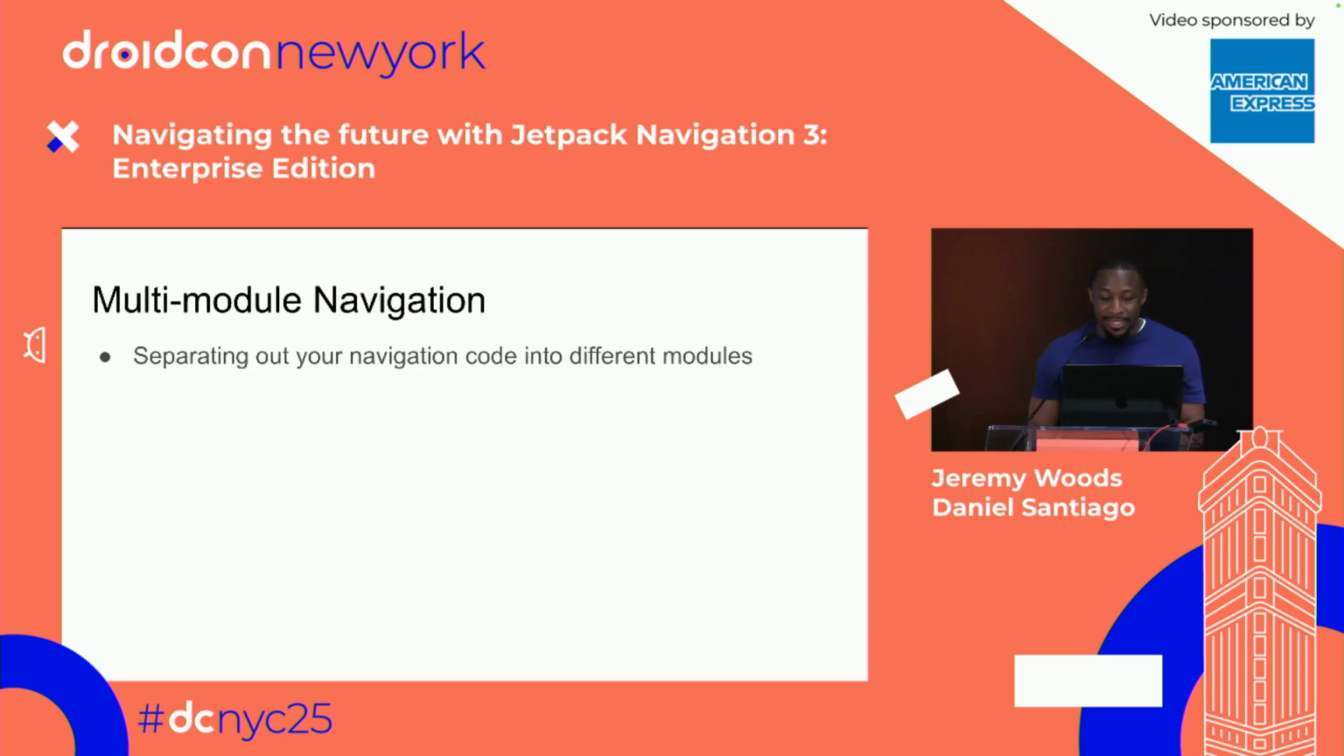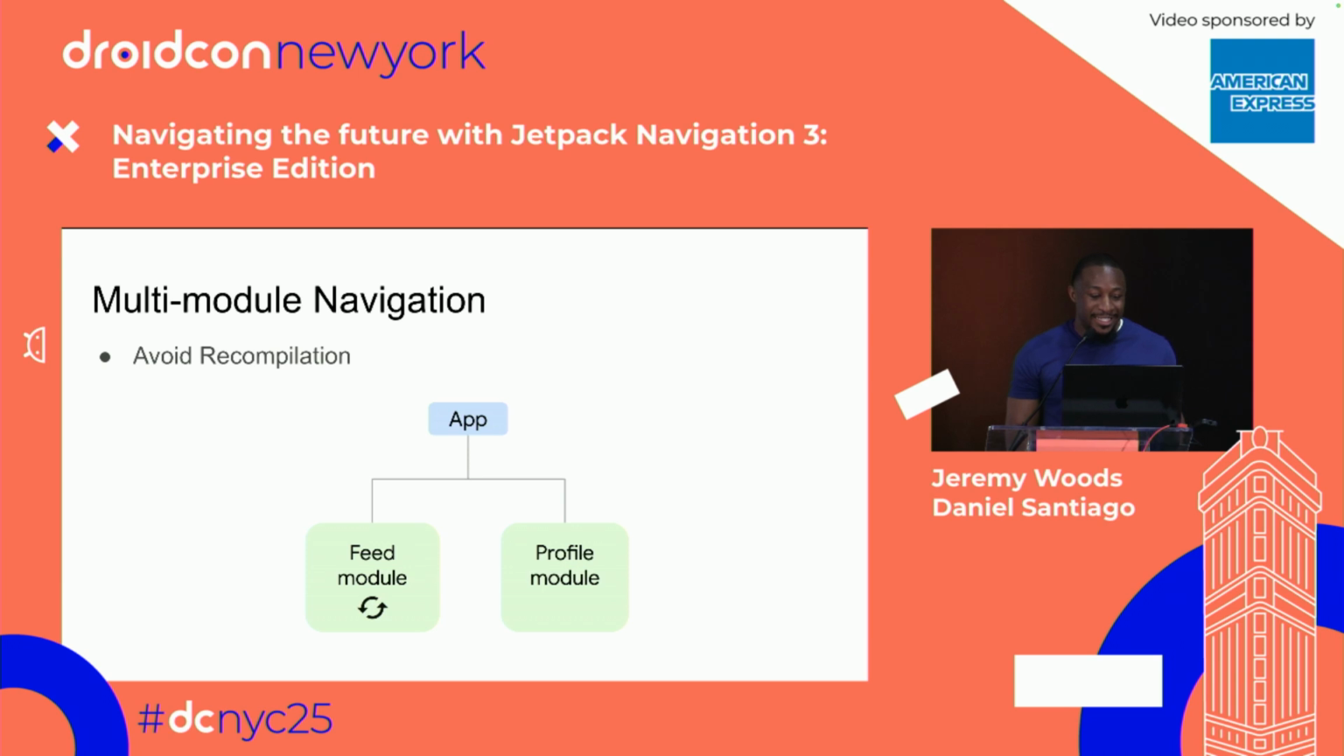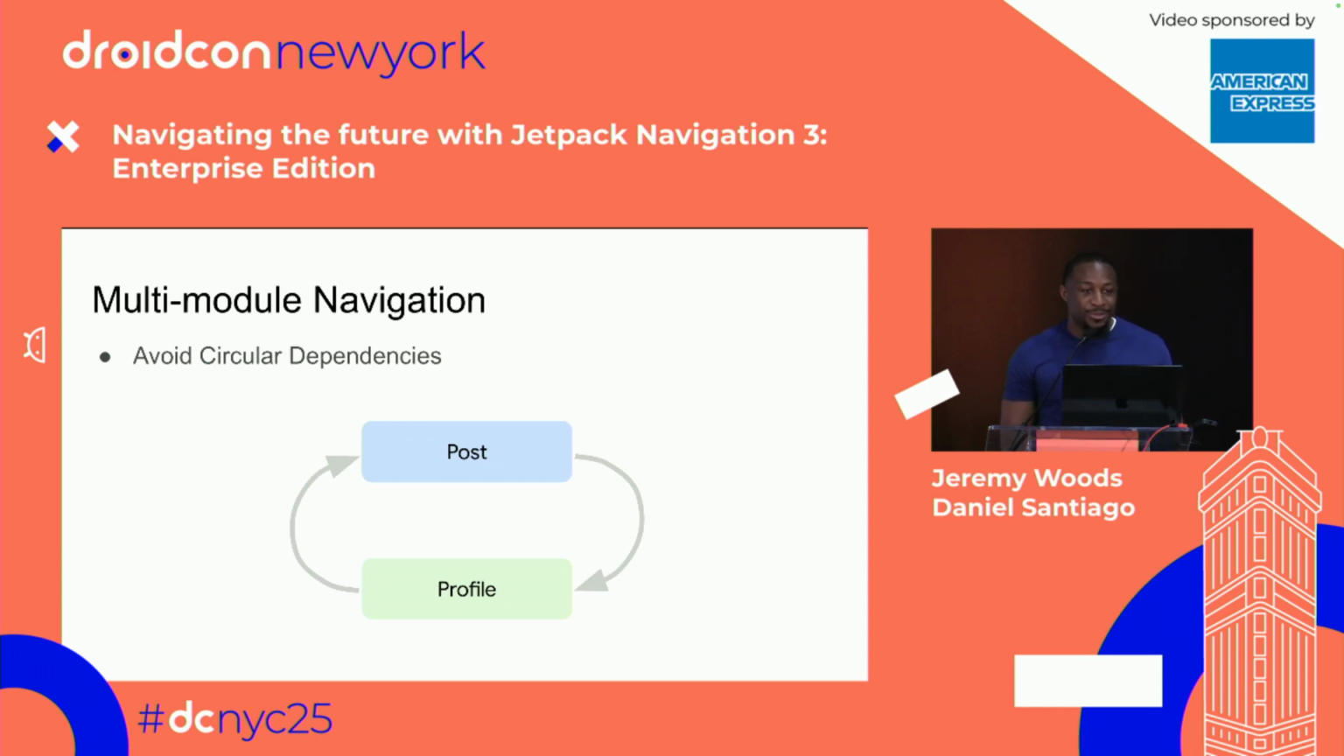And the reason we care about scaling is multi-module navigation. So separate out your navigation code into different modules so that you can work on different things at different times. And this helps with exposing and hiding the proper components. So this is a really quick overview, but it helps you avoid recompilation. For example, if you wanted to work in your feed module, you could recompile that without ever needing to recompile your profile module, and then it helps avoid circular dependency.